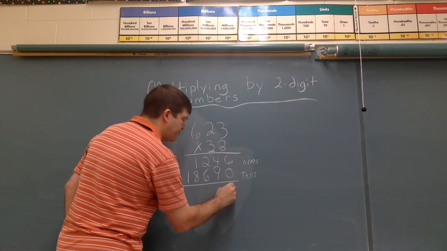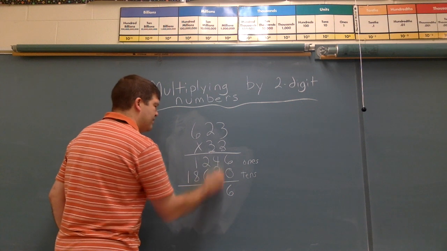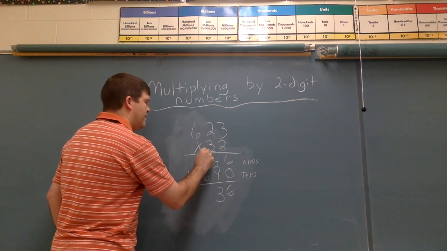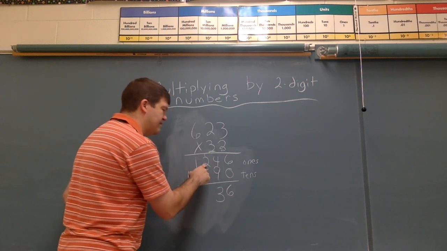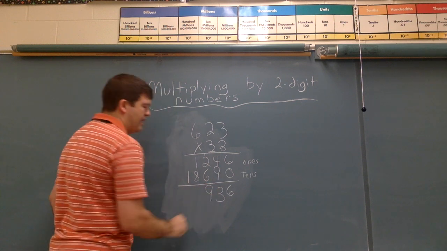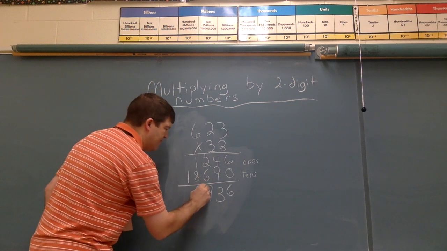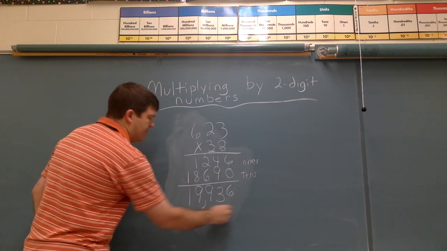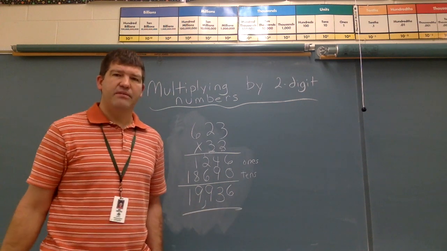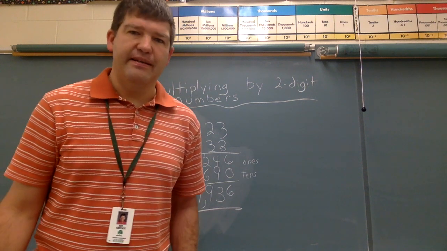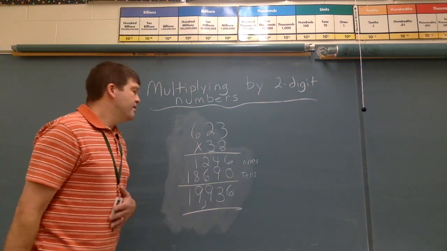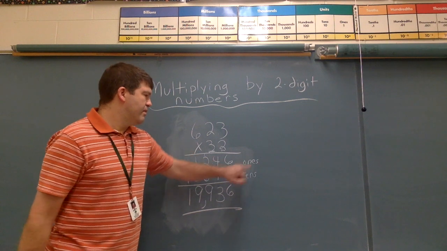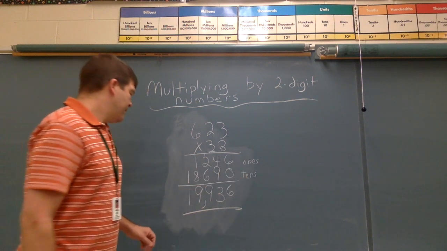6 plus 0 is 6, 9 plus 4 is 13, carry my 1, 6 plus 2 is 8, plus 1 more is 9, 8 plus 1 is 9, and I bring my 1 down, comma, there's my answer, 19,936. Okay, bigger number, but the same method of the ones and the twos.